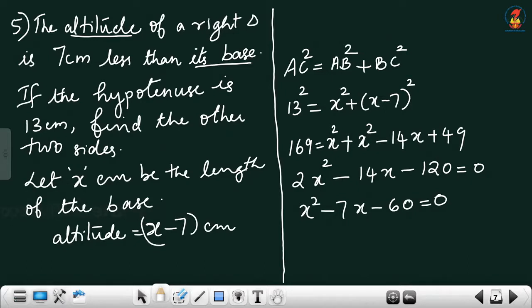So what we need is two numbers p and q such that p plus q is equal to minus 7 and p into q is minus 60. So product 60, so we can take 12 and 5. And the product is negative, sum is also negative. So minus 12 plus 5. Minus 12 and 5, product is minus 60 and sum is minus 7. So we can write this as x square minus 12x plus 5x minus 60 equal to 0.